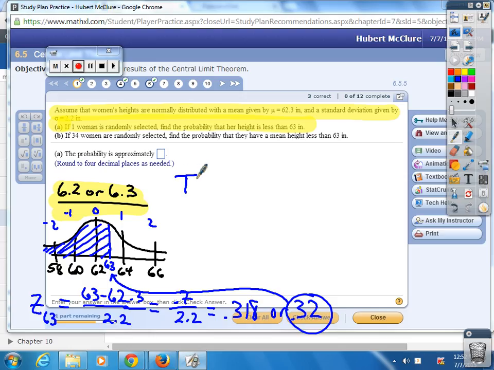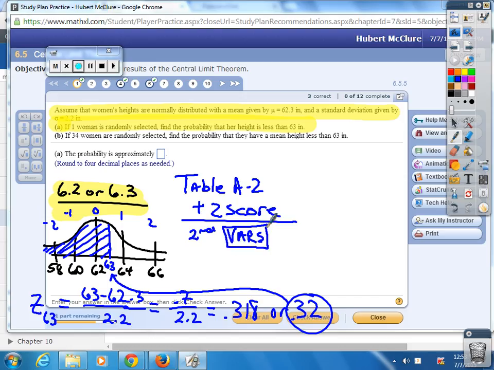Now, what table are you going to look at? You're going to look at table A2. And what table? The positive Z-score table. Or if you don't want to use the table, you use your handy dandy calculator. And what do we type in? Second, bars. Help me out. Is it normal PDF or CDF? I can't remember. Normal CDF.